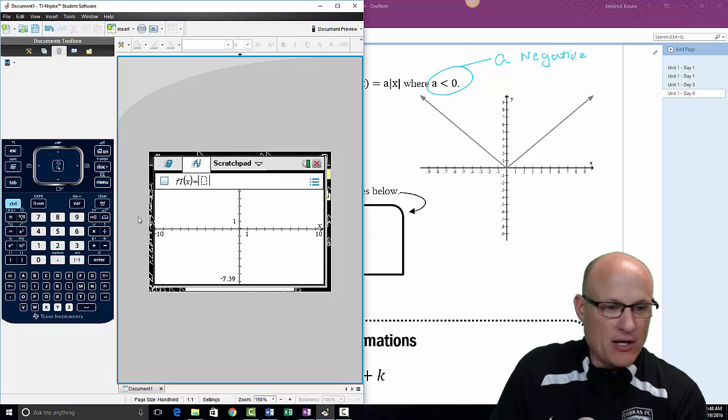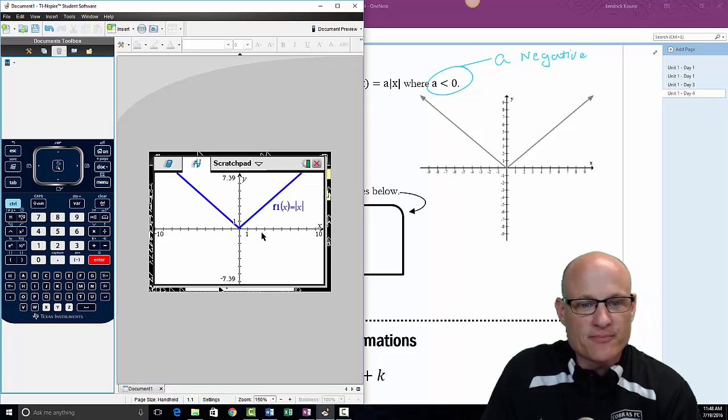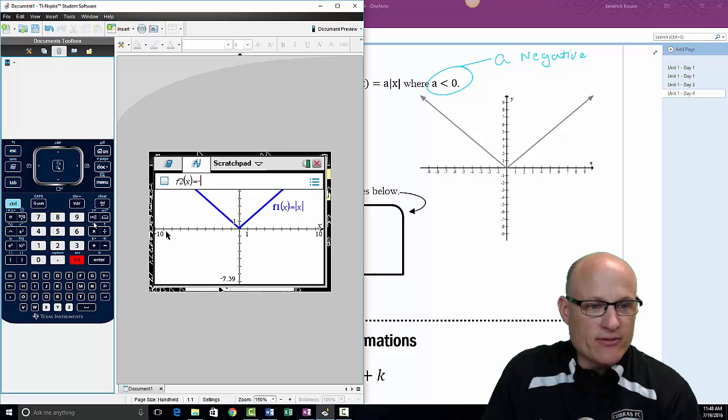Again, remember, let me go back to my mouse. Our parent function is just f of x equals the absolute value of x. Now we're going to put just a simple negative in front. So tab, negative absolute value of x.